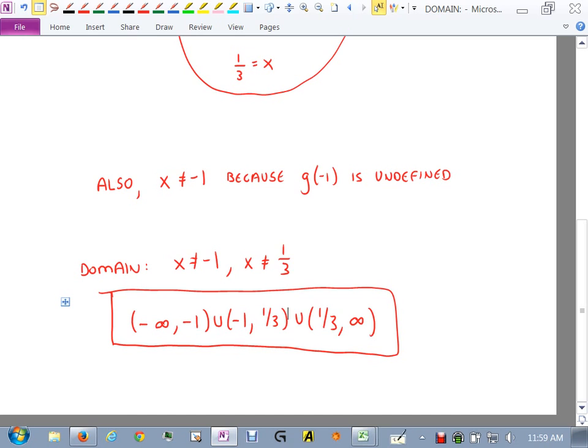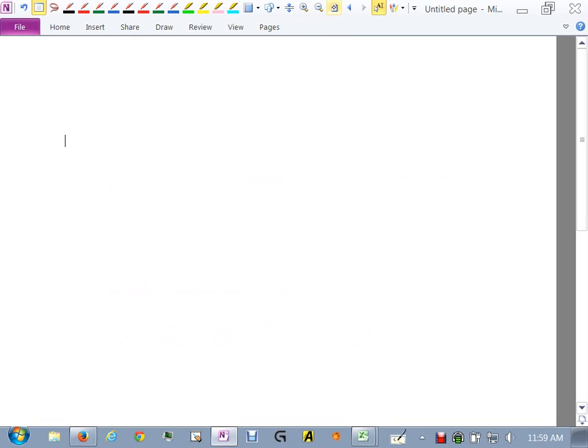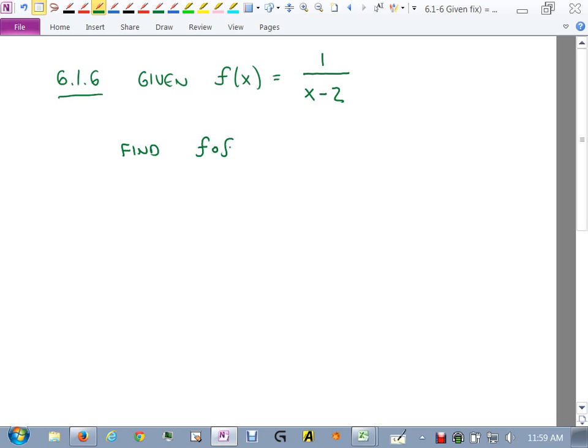Let's try something else. I want to give you at least one of these as an in-class assignment today to work on together, because watching me is one thing, doing it yourself is another. Let's try this. This is 6.1.6. Given f of x equals 1 over x minus 2, find f of f of x and its domain.